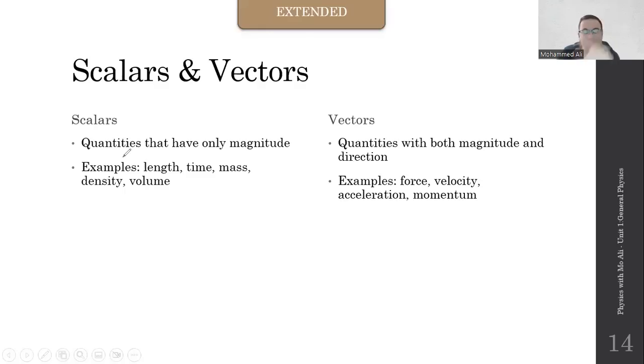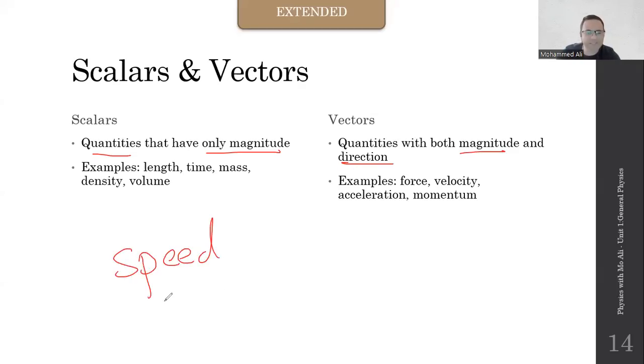Now, before we move on, some quantities that we study will be scalars. Some of them will be vectors. Scalars are quantities that have only magnitude, like length, time, and mass. And vectors have both magnitude and direction. Why are we mentioning this here? Because speed is a scalar quantity. We only care about the value.